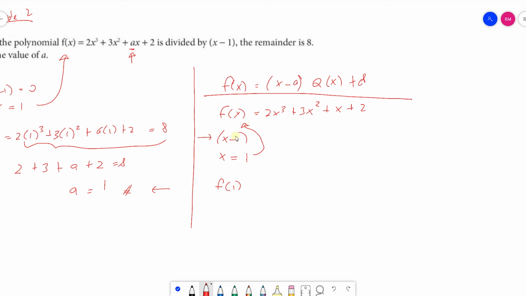Okay, so f(1), if we replace x with 1, we get 1 cubed plus 3 times 1 squared plus 1 plus 2. The answer is 2 + 3 + 1 + 2. Yes, we are getting 8 again. So it is verified with the remainder that we got in the question.